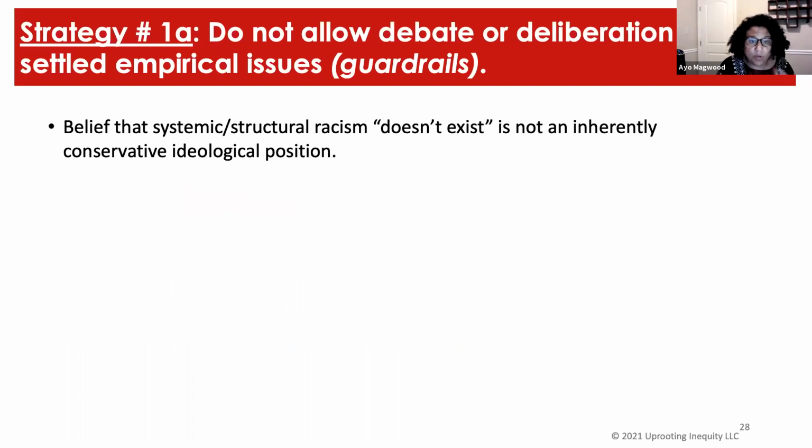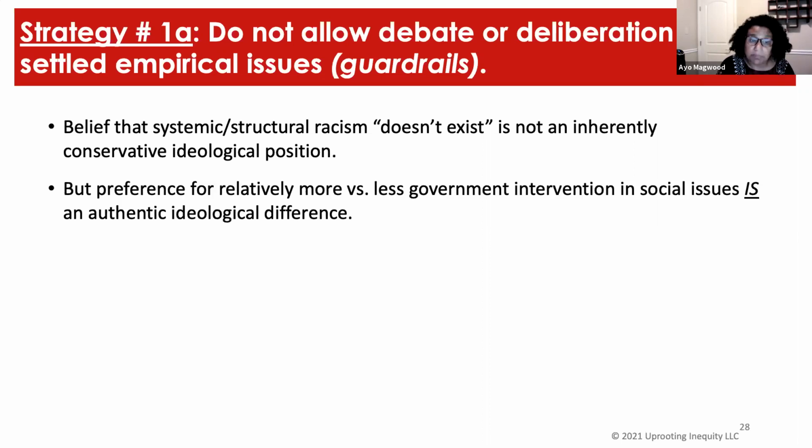So what happens when you distinguish between policy versus empirical questions is that it sets up guardrails in the classroom, right? But also notice that the belief that structural racism doesn't exist is not an inherently conservative ideological position. There's nothing about that, right? But preference for relatively more versus relatively less government intervention in social issues is definitely an authentic ideological difference, right?